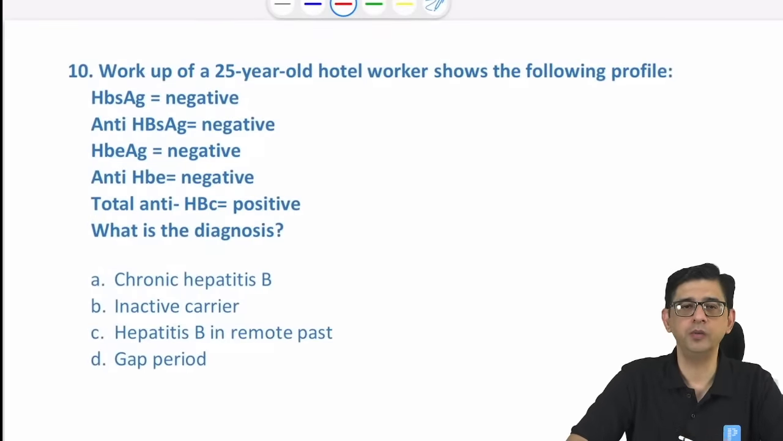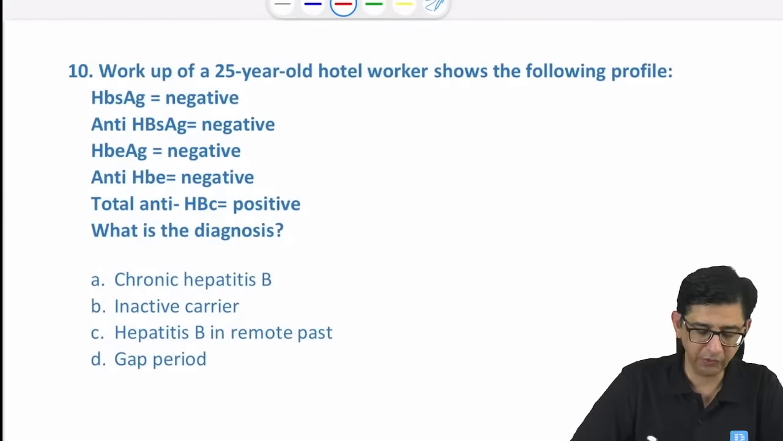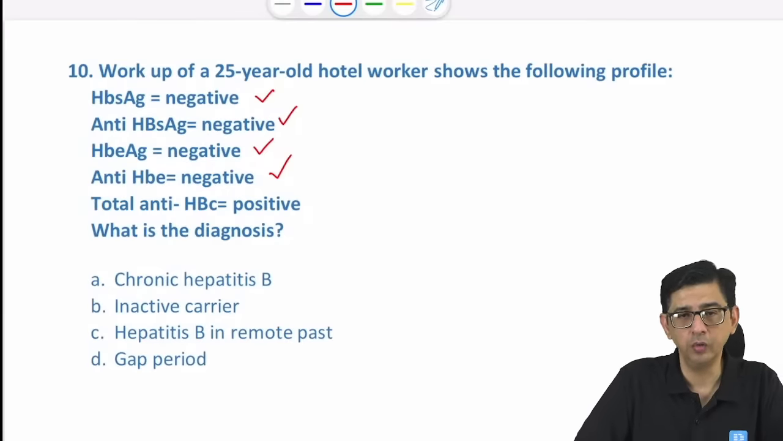Let's look at your inputs here. Everything is turning out to be negative. Surface antigen is negative. The protective antibody is negative. E antigen is negative. Anti-E is negative. But he mentioned total anti-HBc positive. I'll rule out the options in this case when he says chronic hepatitis B.